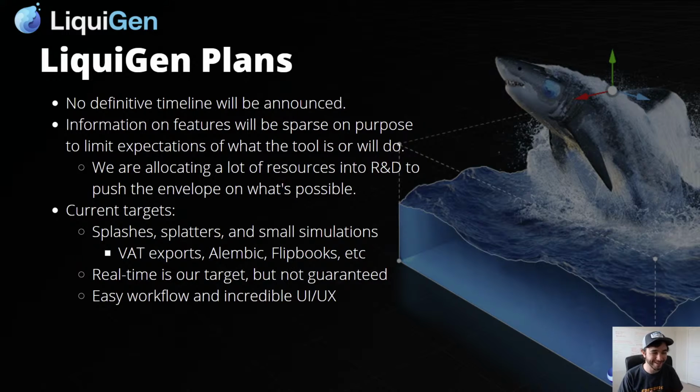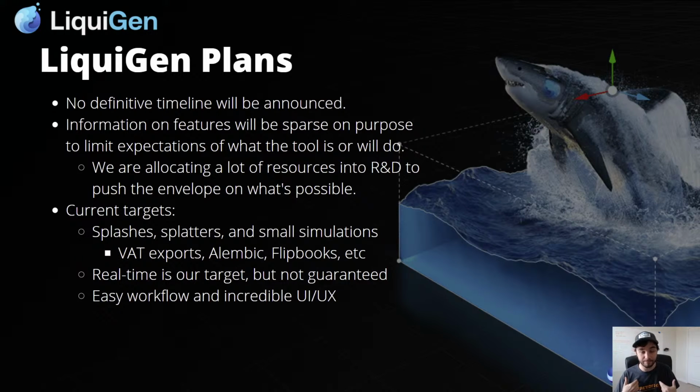All right. LiquiGen. Pretty short on this. We're not going to announce a definitive timeline. We don't know. Information on features is going to be sparse on purpose so that we can limit the expectations of what the tool is or what it will do. People want oceans and rivers and this and that and whatever, and we would like that too, but we don't know what's going to be possible, especially in real time.